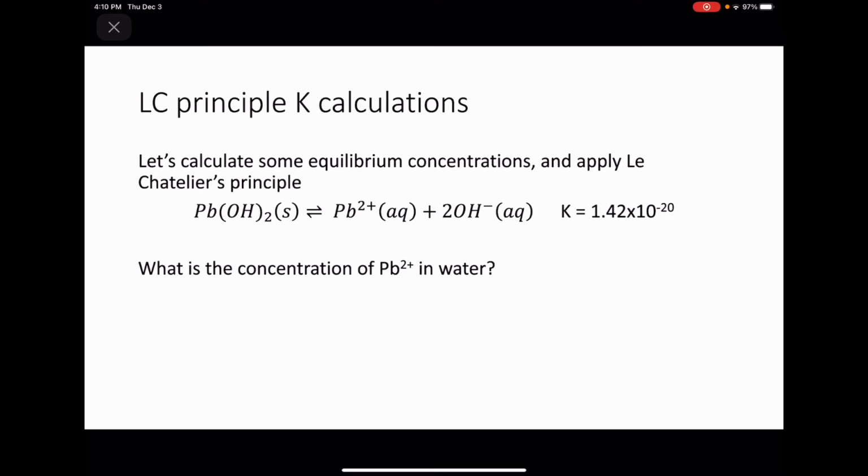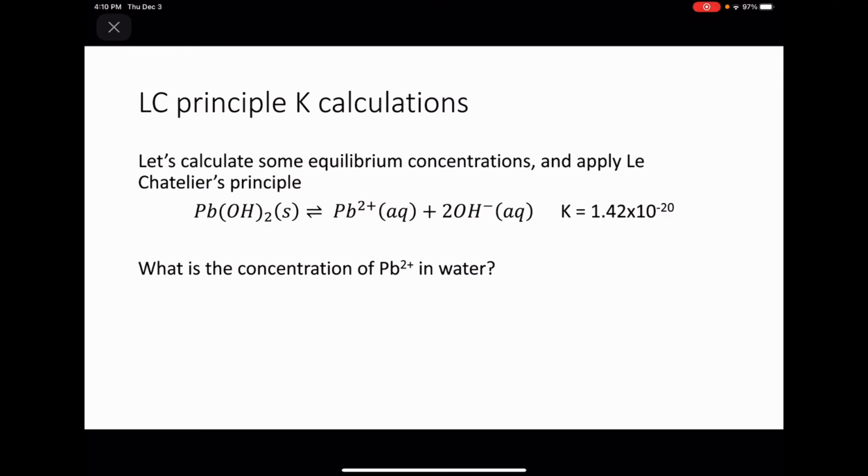So let's do some calculations. Let's calculate these equilibrium concentrations, kind of like we did in the last video, where we set up this lead hydroxide solid, dump it in water, and see how much lead dissolves. So we should get Pb2+ and 2 OH-. We have the equilibrium constant.